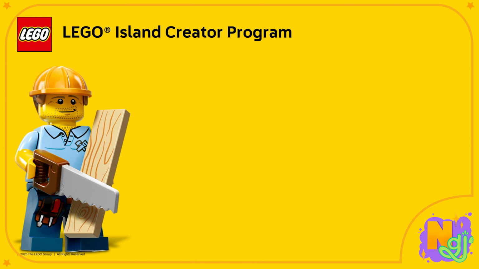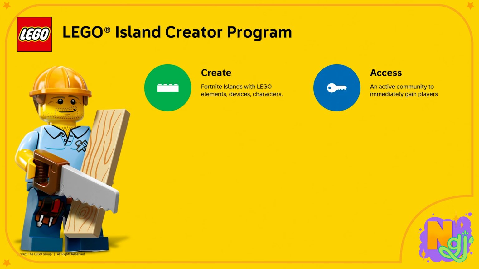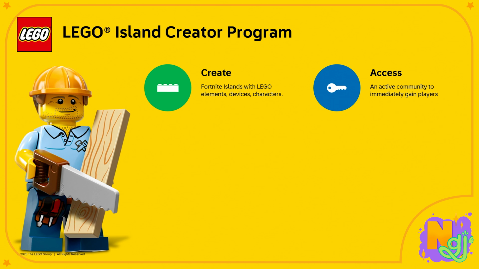So we'll talk about what the Island Creator Program is and how it functions. First things first, it allows you to create. You can create Fortnite islands with Lego elements, devices, and characters. We'll talk a little more about what devices are in a second. You get immediate access to an active community and can immediately gain players. It takes a lot of that stuff out of, hey, I need to build a community, market, do all that work. You should still, of course, market your products. But as you build it and send it out, there are already active players available to jump in and engage with your experiences right away and help you start testing and getting feedback, which is really cool.